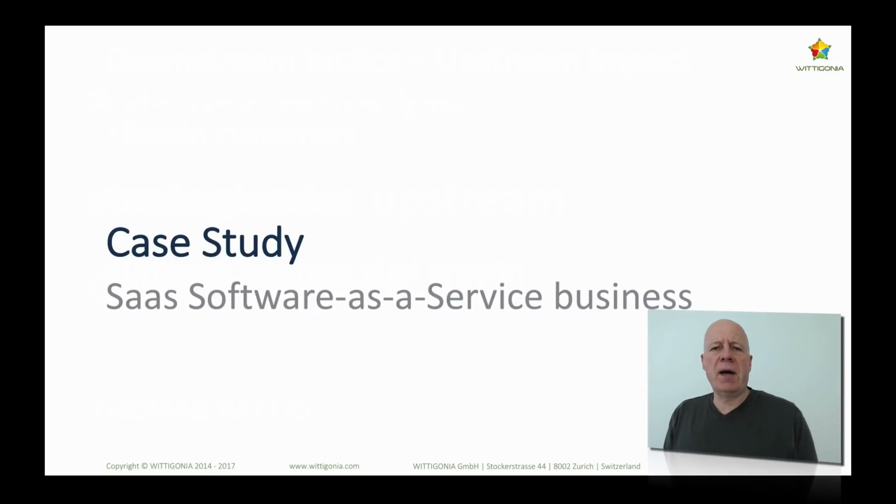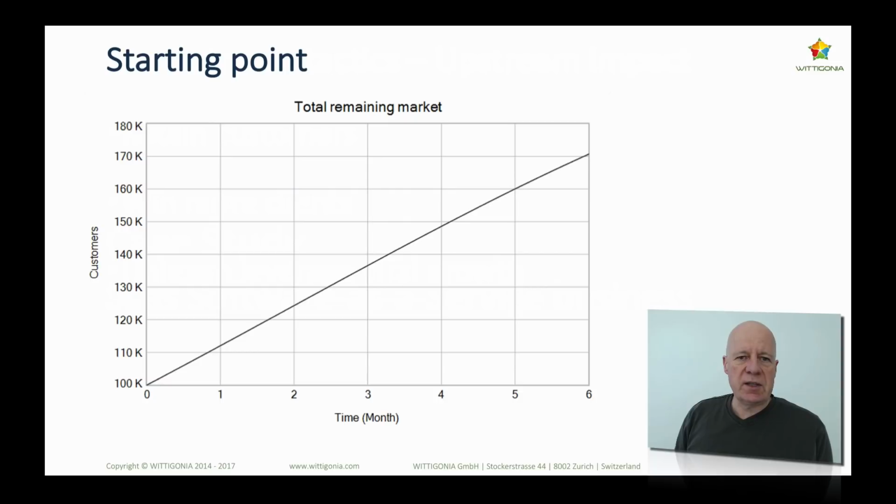So let me start out by walking you through a case study. I think this will illustrate the concepts fairly well. And we're talking here about, let's say, a service business or a software as a service business. So the starting point is a growing market, fairly steady growth. The market is believed to go up from 100,000 customers steadily month by month. And so there's no end in sight. Of course, we know that's not true in each market, and we will come to that in a minute.